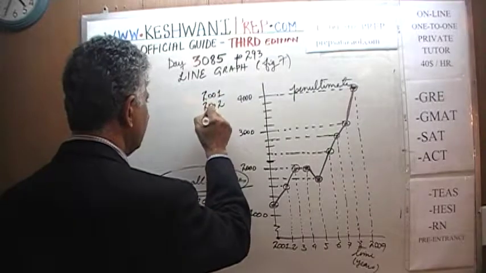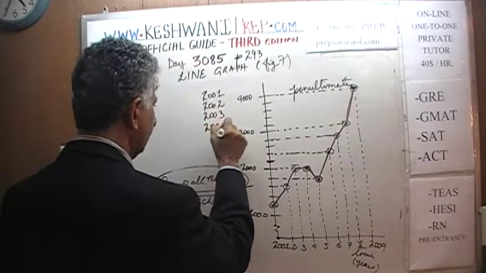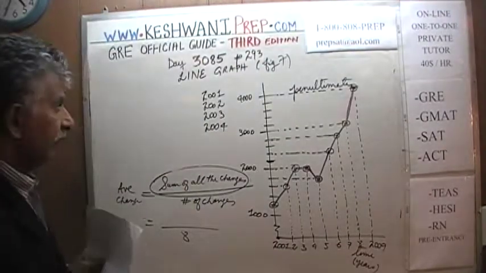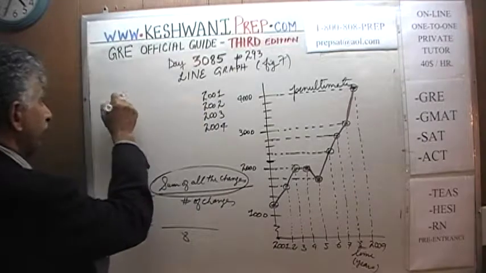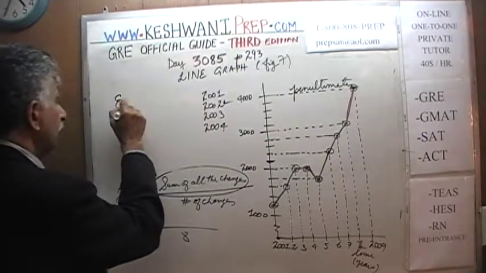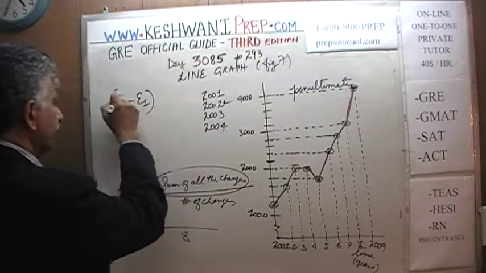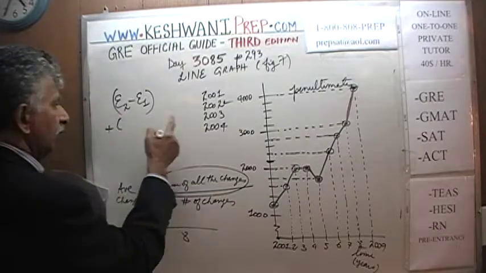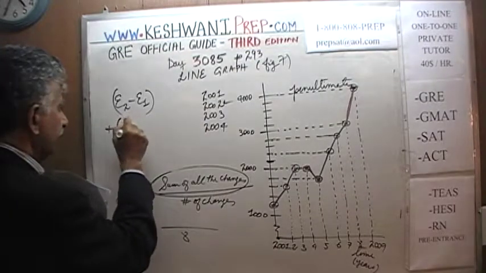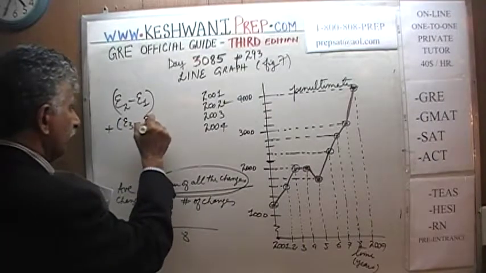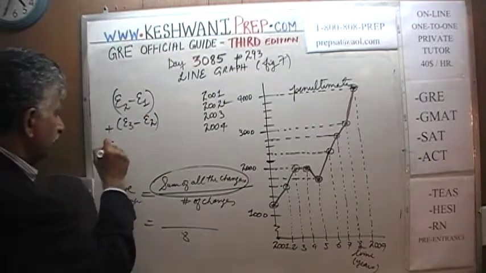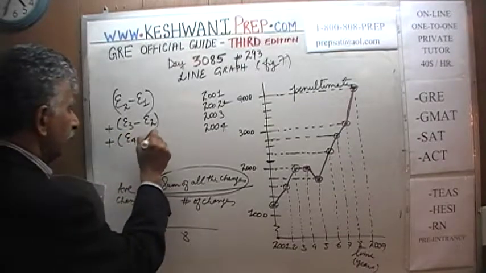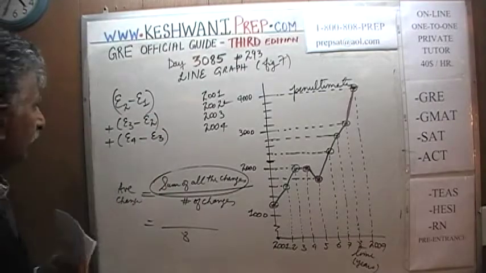2001, 2002, 2003, and 2004. Let's just pretend that there are only 4 years. The very first change that we want to find is the enrollment that we had in 2002 minus the enrollment that we had in 2001. That's the first change. The second change is the enrollment that we had in 2003 minus the enrollment that we had in 2002. The third change is the enrollment that we had in 2004 minus the enrollment that we had in 2003. And those are the three changes.